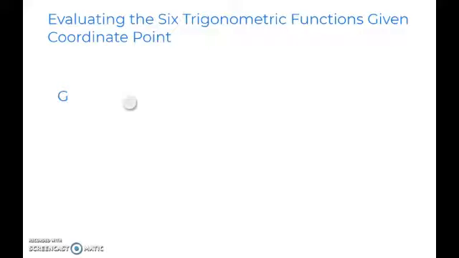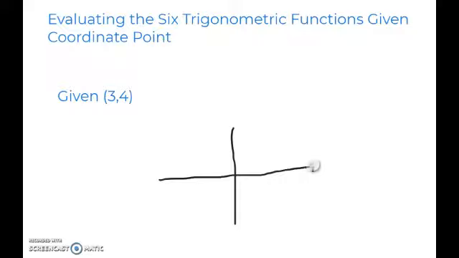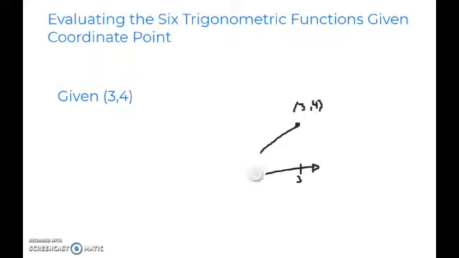Alright, evaluating the six trigonometric functions given the coordinate point. Say you're given the point 3, 4. You draw your graph or diagram, and you label the x-axis 3 for the 3 from the point given, and be at the point 3, 4, and then the y-axis the 4, and then you draw from that point to the terminal side, or point 0, 0, and for this, I'm going to actually use a pre-made diagram to show you.